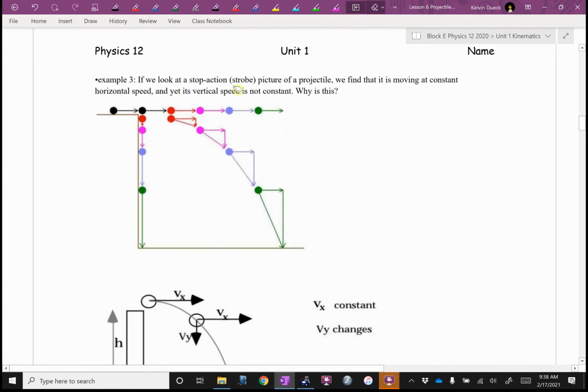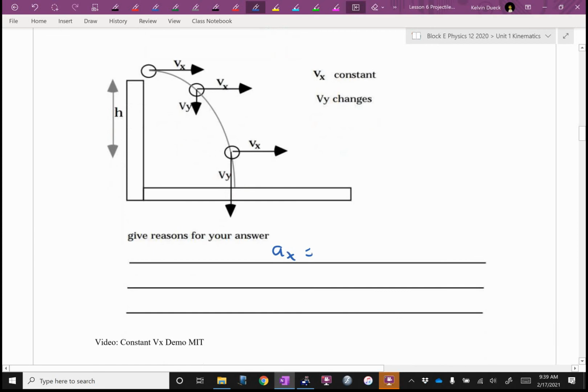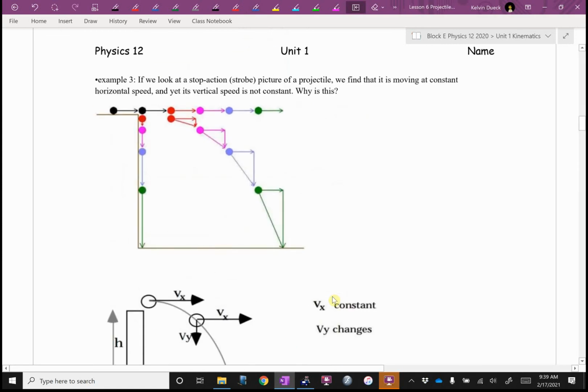So if we look at a stop action or strobe picture of a projectile, we find it's moving at a constant horizontal speed, but its vertical speed is not constant. Why is this? Horizontally, what's the acceleration exactly as a number? Zero. Vertically, Ange, what's the acceleration as a number? And if I want to give it a direction, I'll call it negative 9.8. That's why you'll notice the vertical displacements are increasing in magnitude, but the horizontal displacements in our strobe photo are the same.